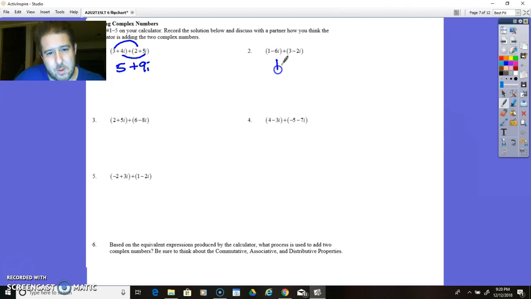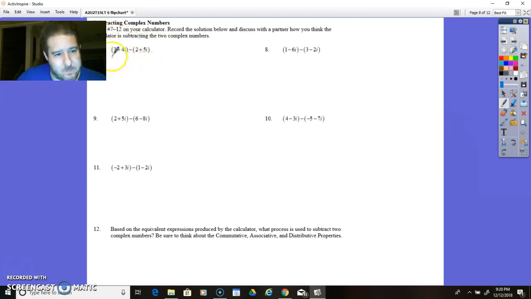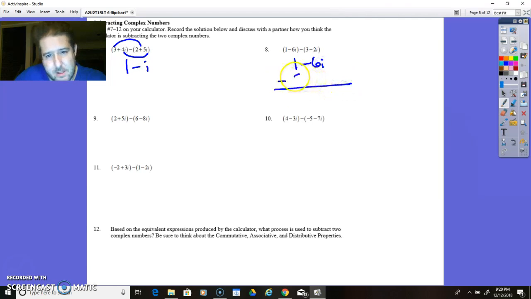The other way you could also do these is by setting them up vertically, like such. 3 plus 1 is 4. Negative 6i plus negative 2i is negative 8i. So just another way of doing the exact same thing. So these are going to be all subtraction. So 3 minus 2 is 1, and 4 minus 5i is negative 1i. You can do this also vertically if you're subtracting. So that's 3 minus 2i. 1 minus 3 is negative 2, and negative 6i's minus negative 2i's, which is really negative 6 plus 2, which is negative 4 times i.